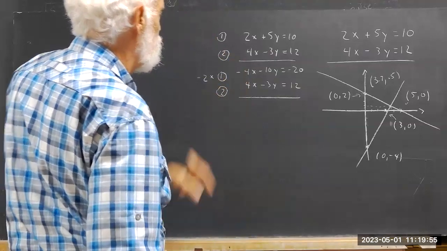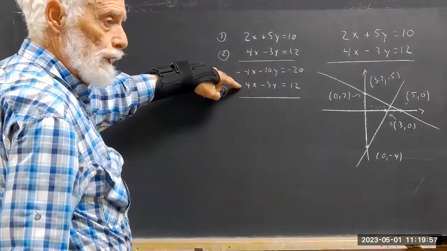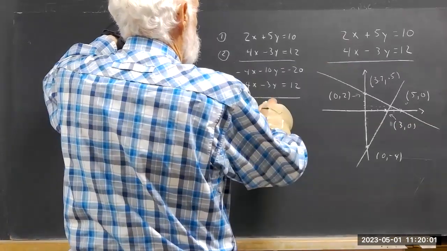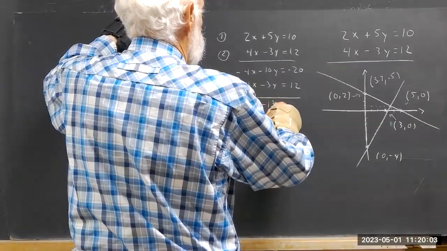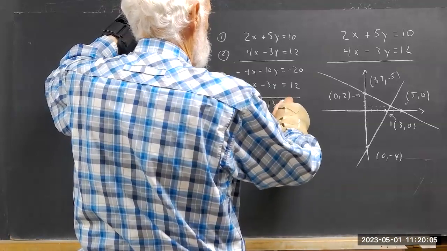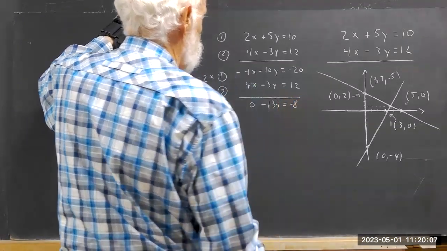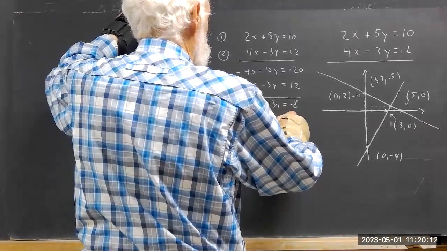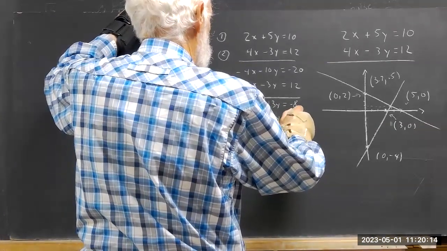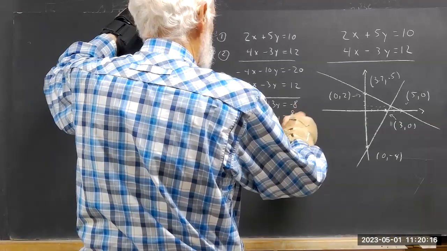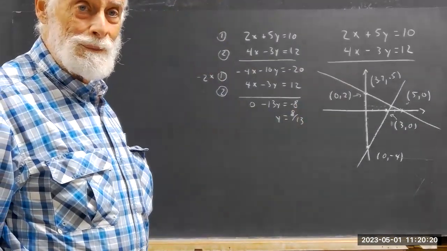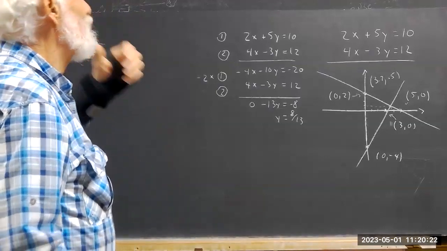So if I add these two equations, the -4x and x give me 0. Then it's -13y equals -8. And then we easily solve this for y. We get y equals 8/13. Am I right so far? Okay, good.